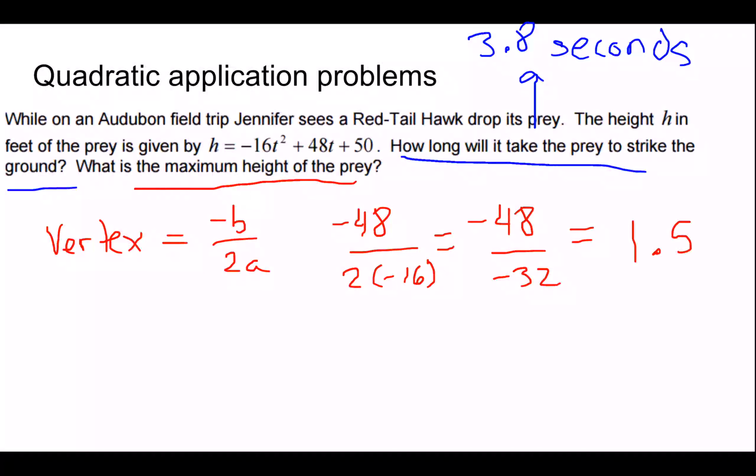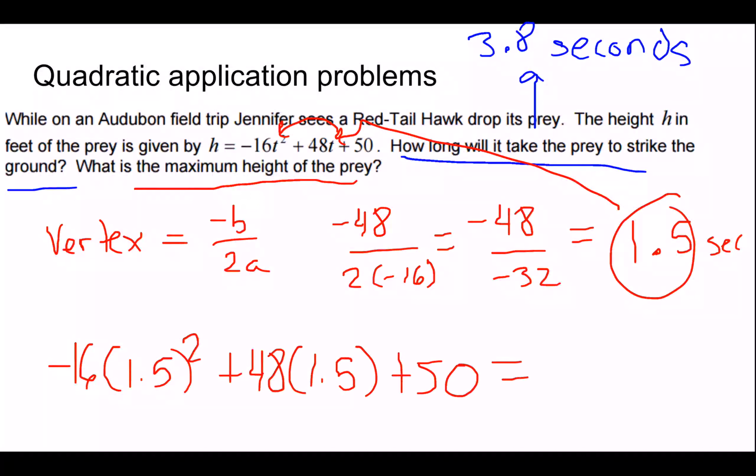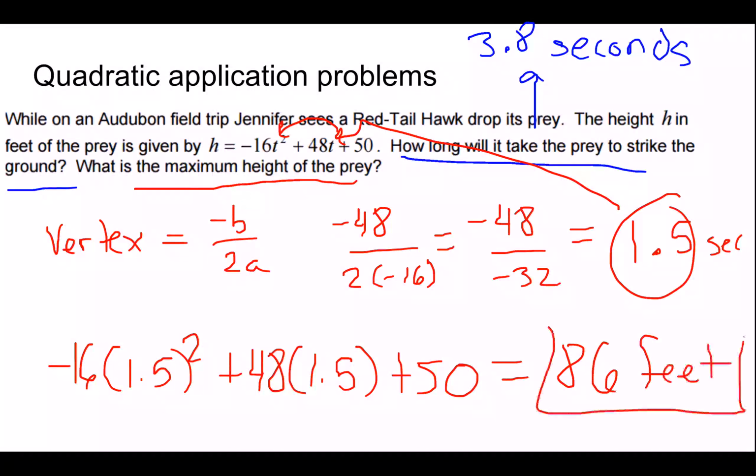Unfortunately, that doesn't tell me how tall, so this was the seconds. So I need to know how tall, so I'm going to take my 1.5 seconds and plug it in for each of these individual t's. So let's do that. Negative 16 times 1.5 squared plus 48 times 1.5 plus 50. And when I type that all in, I find out that this equals 86. And that's my answer I'm going for.